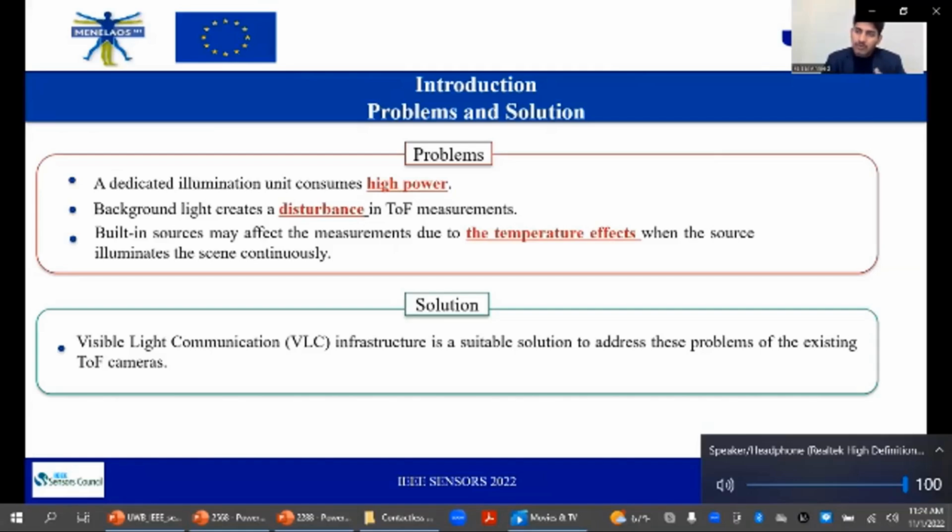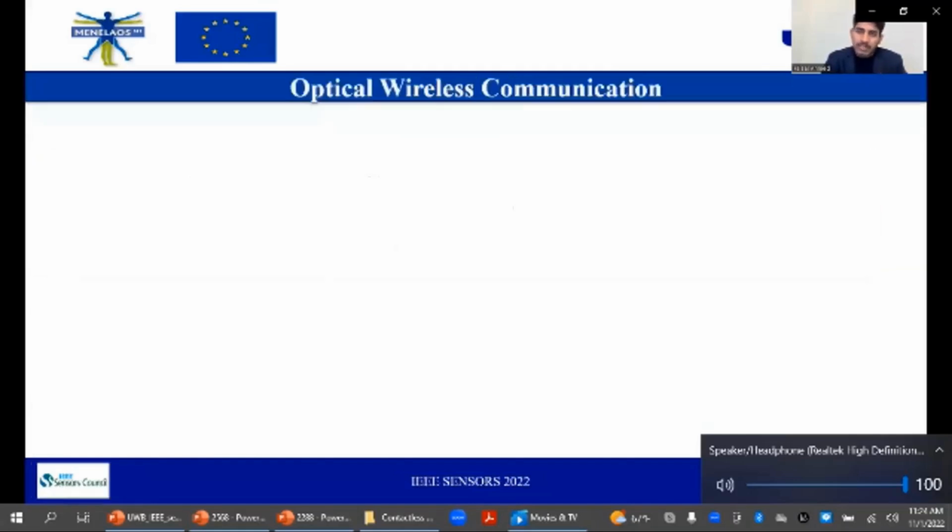Now I will give some overview on visible light communication, or the broader field, optical wireless communication. VLC is basically a sub-branch of optical wireless communication. VLC is a high-speed communication technology that uses the visible light spectrum. And also there is Li-Fi, which is light fidelity, which is based on the IR spectrum, and that also works as a high-speed communication technology.